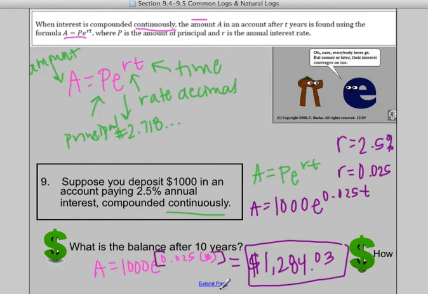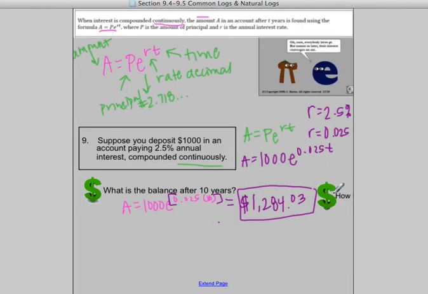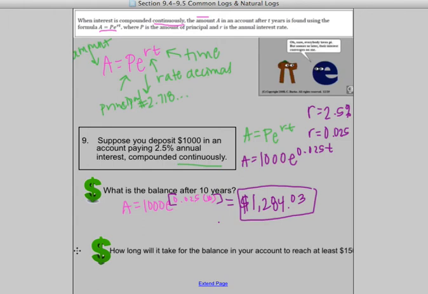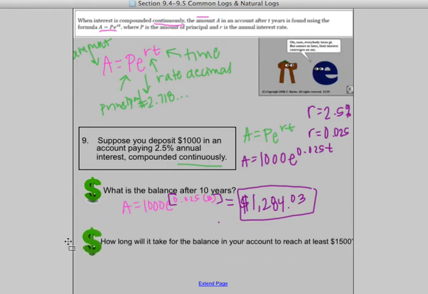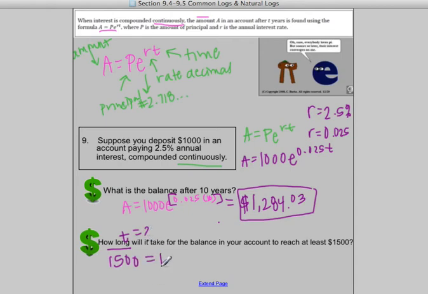All right, the next question says, how long will it take for the balance in your account to reach at least $1,500? We want to know when our balance is $1,500, so that's our amount at the end. I'm going to plug $1,500 in for my amount. The how long is time. We do not know what time is, so we can't plug it in. I want to solve for t.